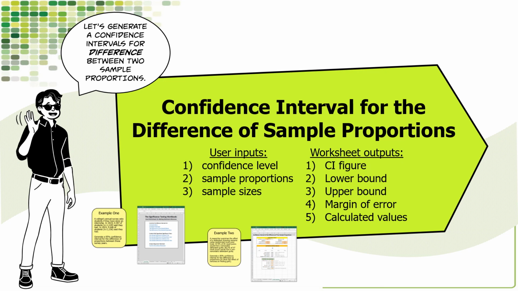To generate a confidence interval for the difference between two sample proportions, you make three inputs into our worksheet: 1, the confidence level, 2, the sample proportions, and 3, the sample sizes. These values should be given in the problem you're working on. After you enter this information, the worksheet shows you the confidence interval on a graph, reports its lower and upper bounds, gives you the margin of error, and shows you how it calculated all of these values. To see how it's done, let's work through a couple of examples.